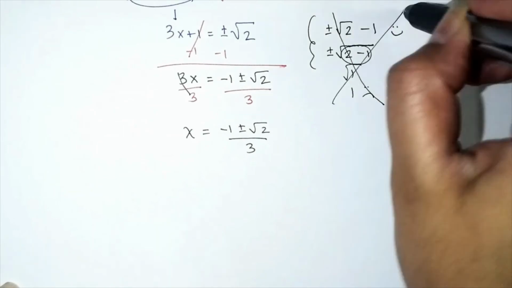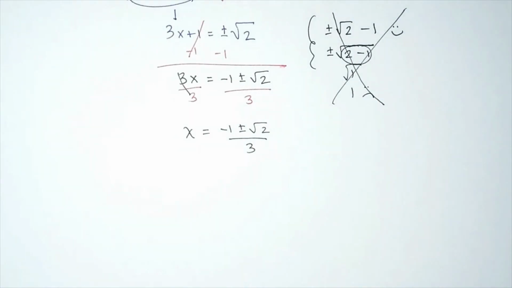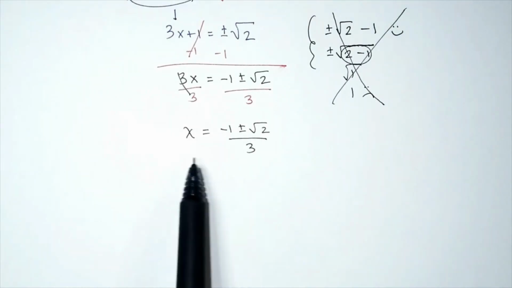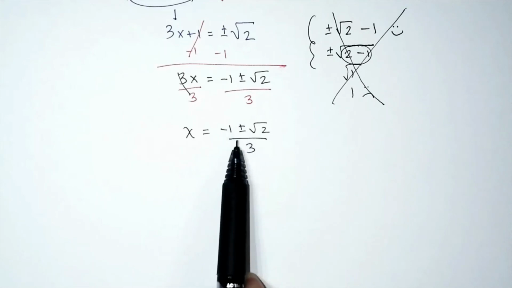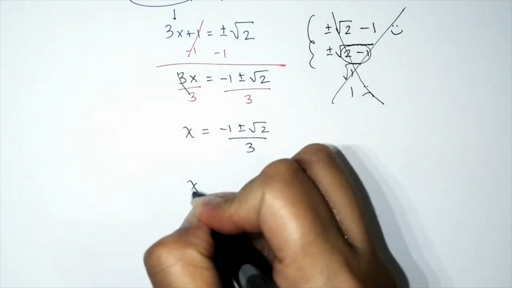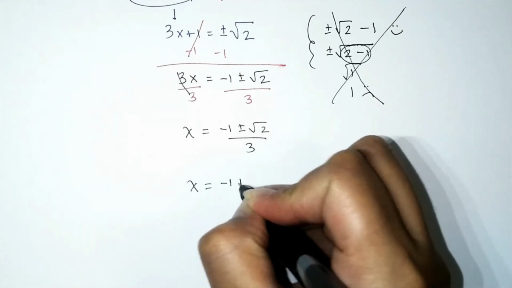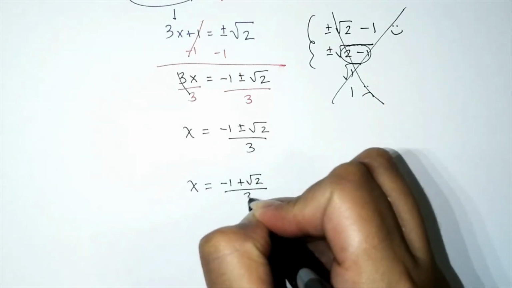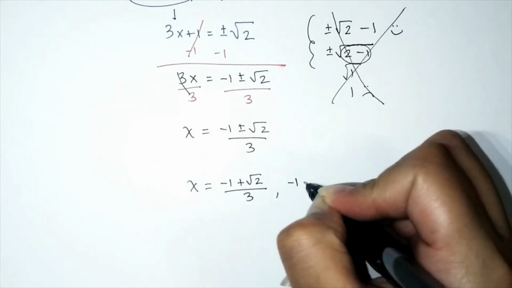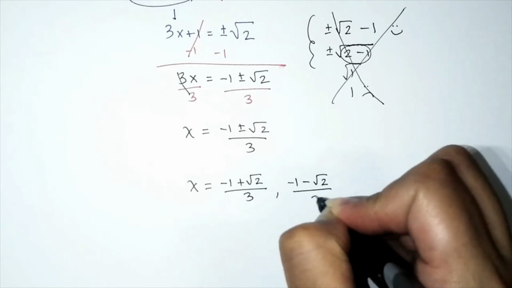Our fraction is reduced, but remember, we want to highlight that we have 2 distinct solutions. So please don't write your answers with the plus or minus symbol. Our answer reads x equals -1 plus or minus the square root of 2 over 3. Let's split it. One solution, x equals -1 plus the square root of 2, divided by 3, comma. And the other solution is -1 minus the square root of 2, all over 3.